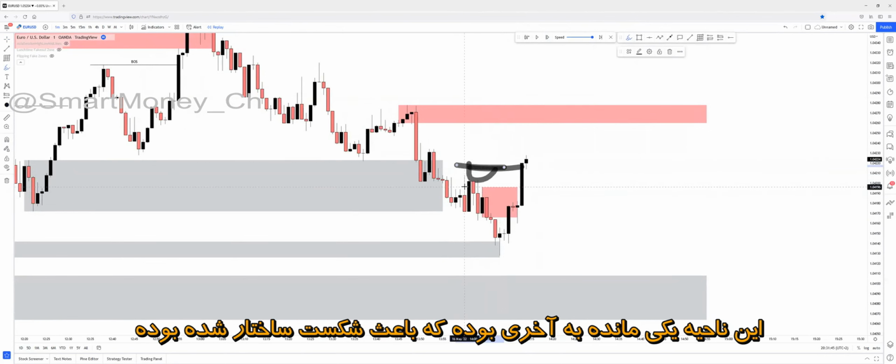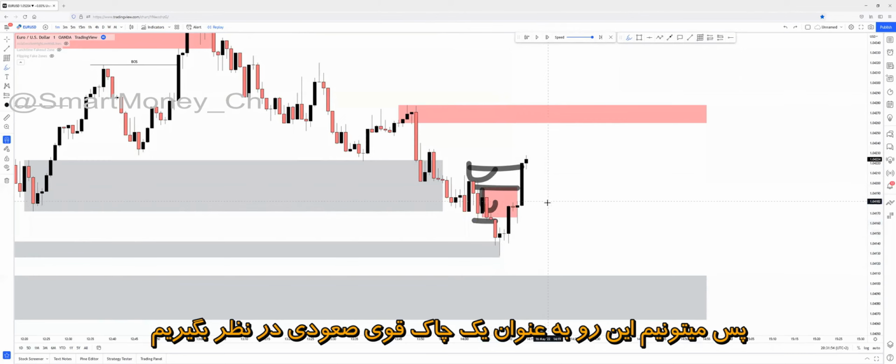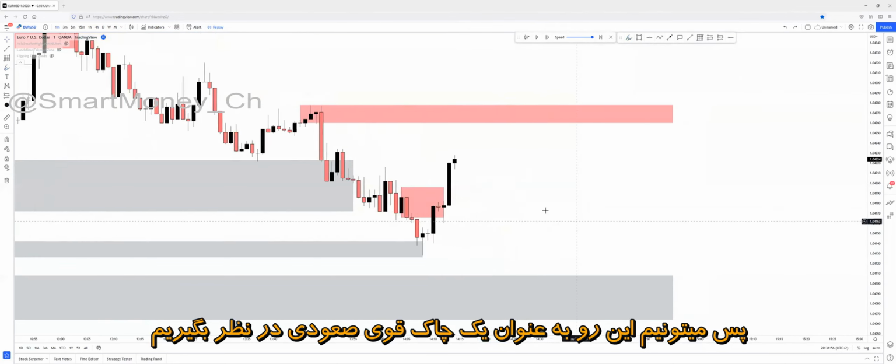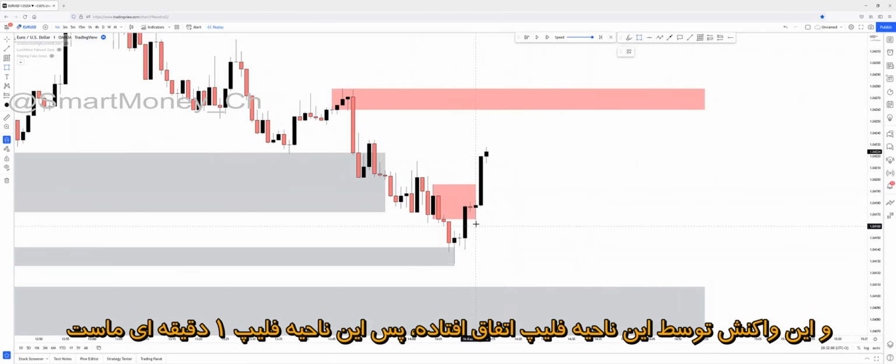This was the last second supply zone that caused the next recent breakout structure here to the downside. And after this was the last recent supply zone that caused the last recent breakout structure here to the downside. So we can consider this a strong change of character to the upside, and there was a reaction on this zone. The reaction happened from this flip zone. So this is our 1-minute flip zone.